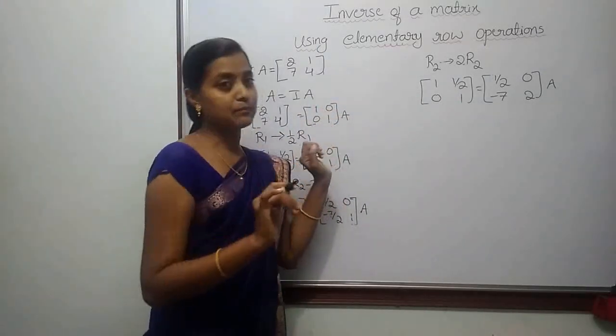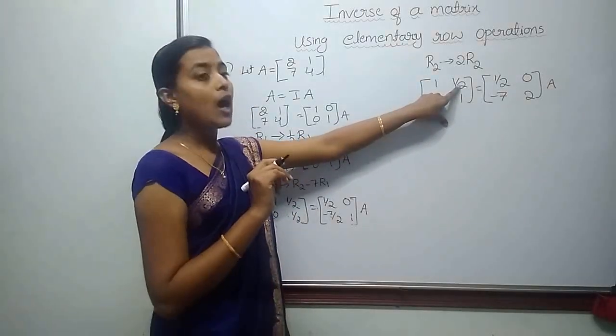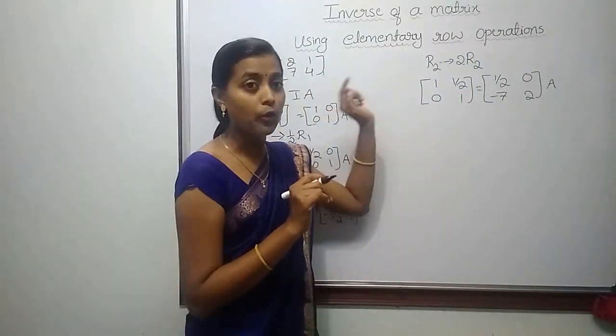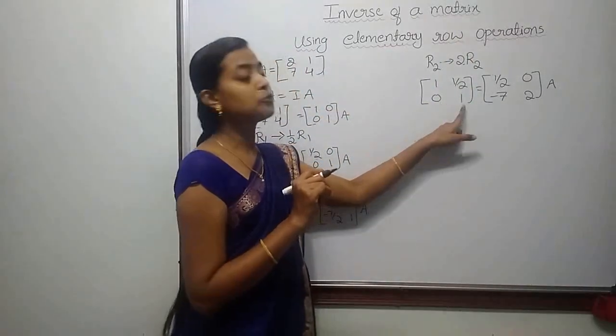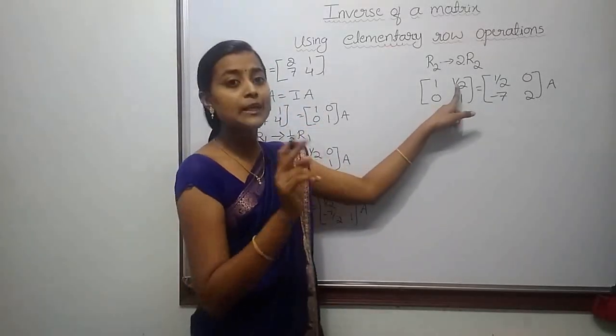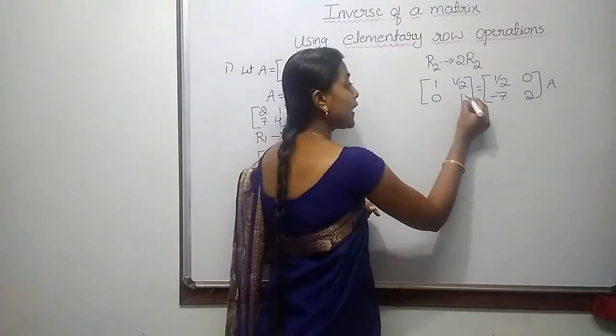Now the last step is to reduce this element to 0. How do you reduce the element lying in first row, second column to 0? You have to use second row to make this element 0. Now observe here. If I multiply this element by 1 by 2.